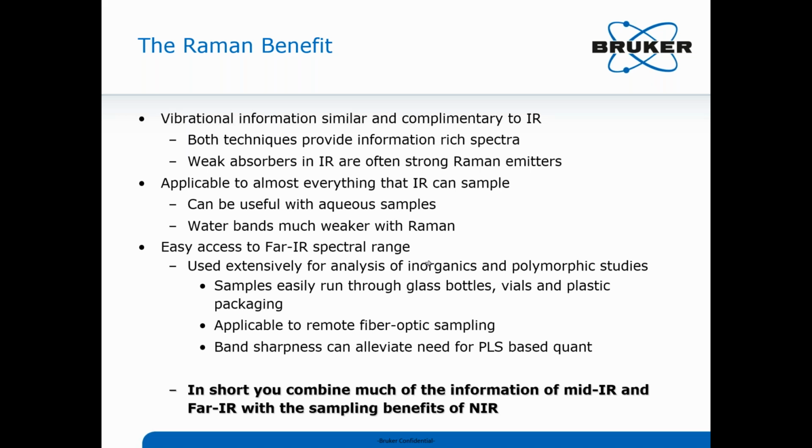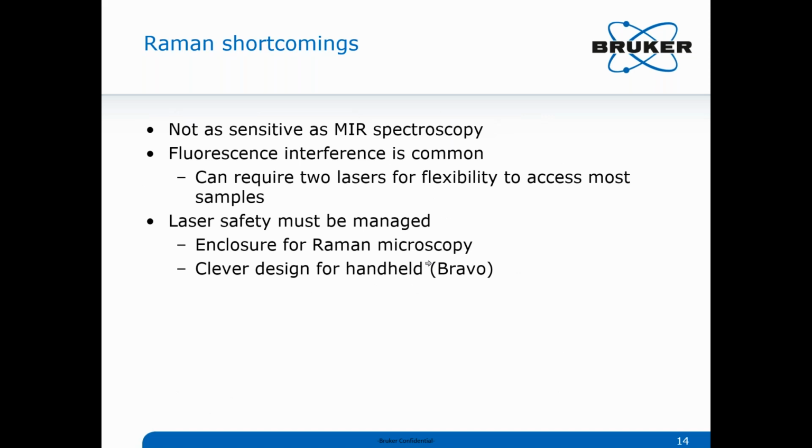and such. The intrinsic bandwidth for Raman is a little sharper than IR, so that can mean that your PLS-based quant or partial least squares quant can be a little simpler, where you can just sit on an integration of one band rather than having to do a PLS-based multivariate quant. So in short, you get the benefit of the mid-IR and the far infrared with the sampling benefits of the near infrared, where you can look through vials, you can have very long reaction probes and such. Very cool. But Raman's not perfect, right?